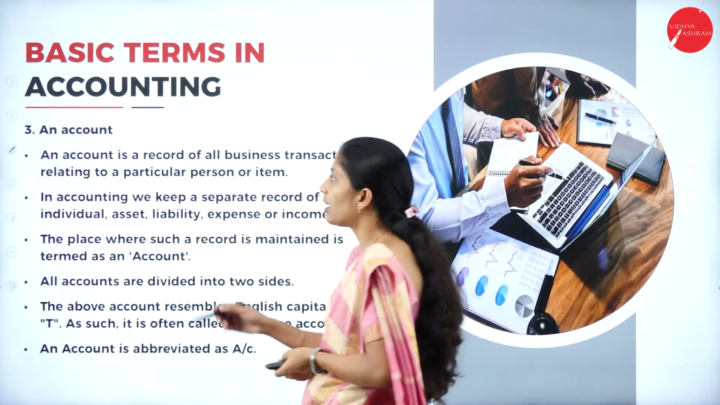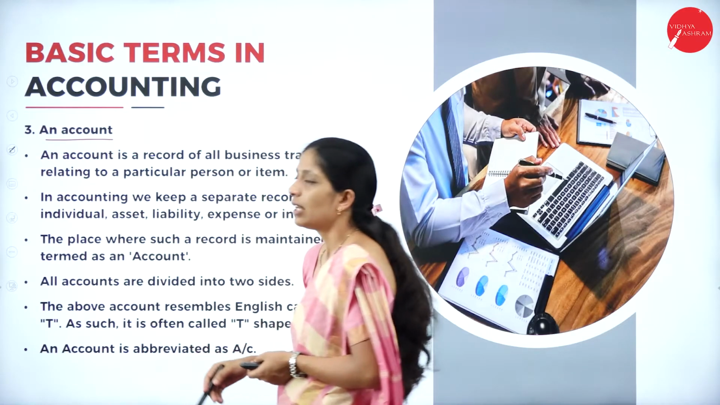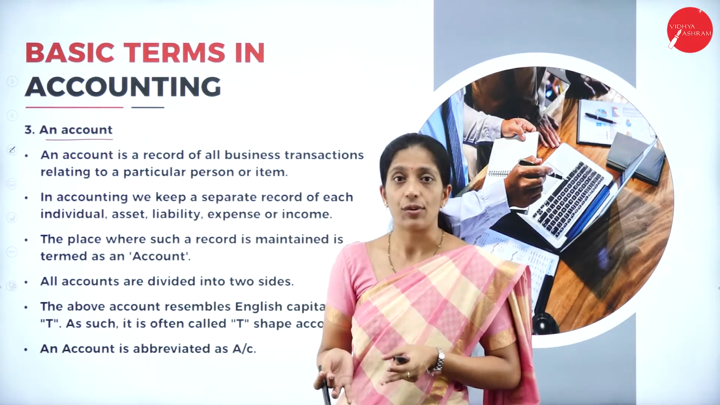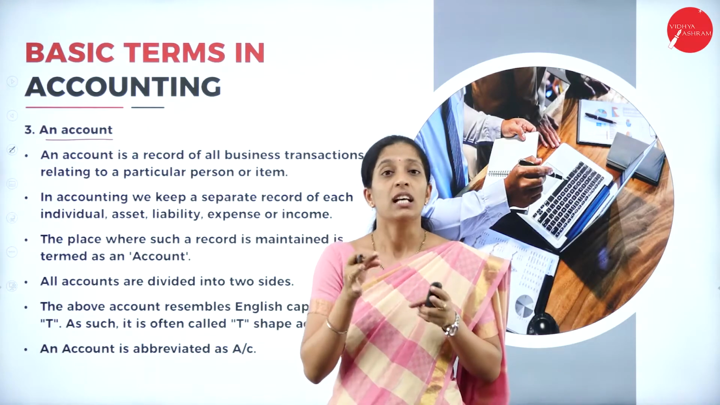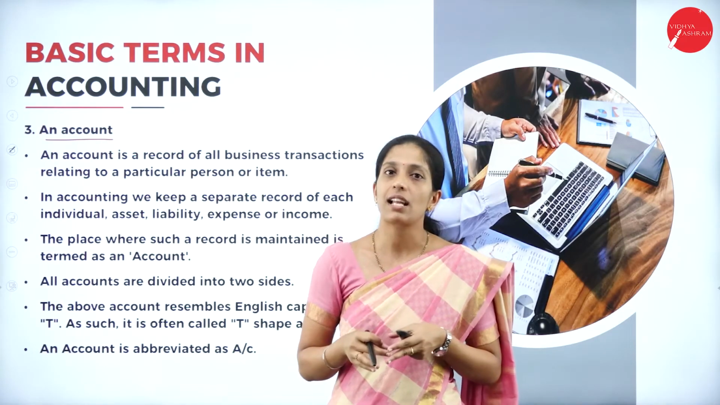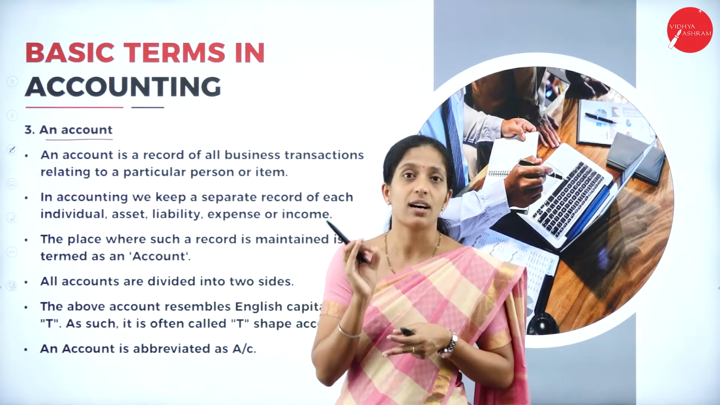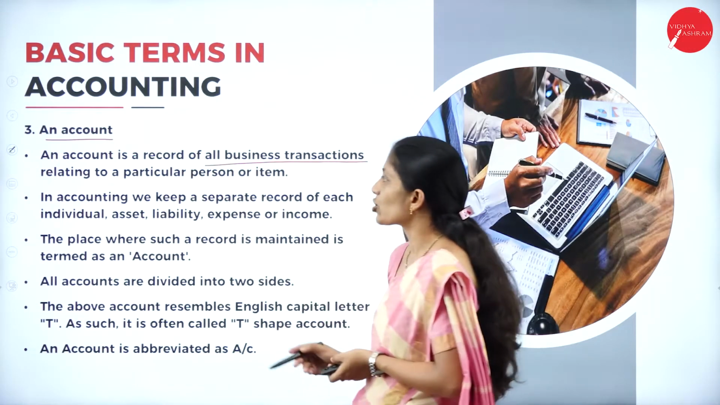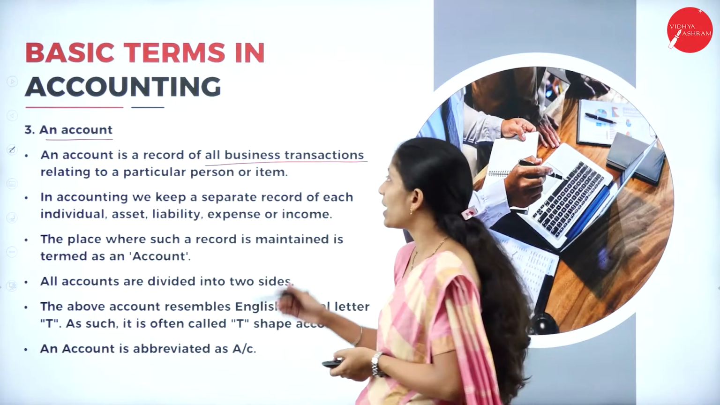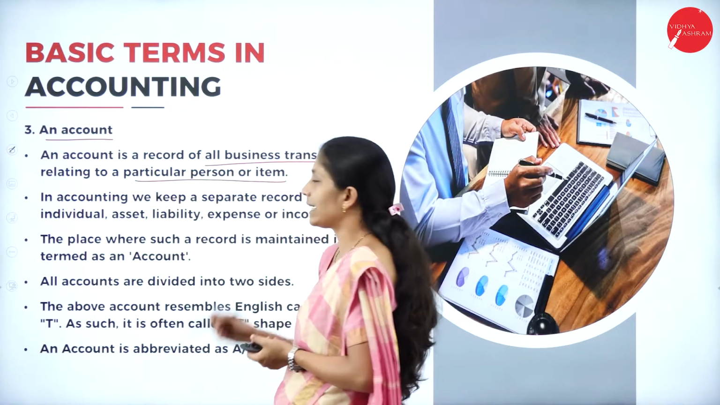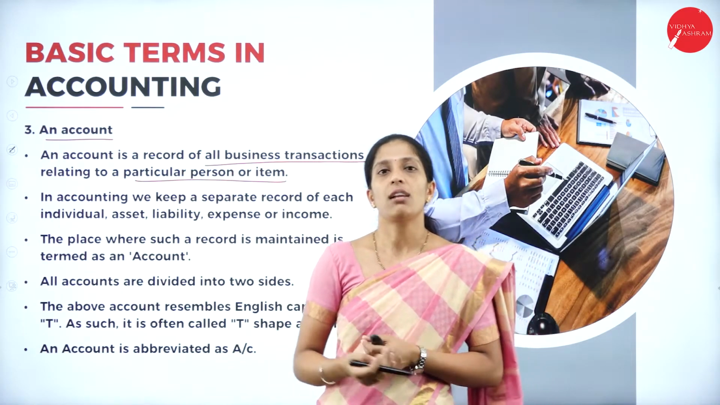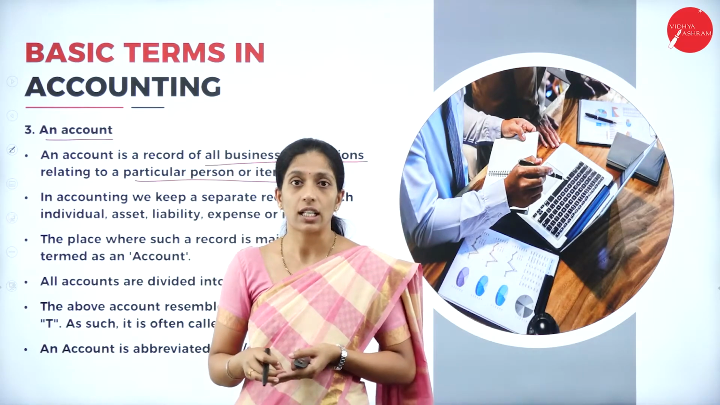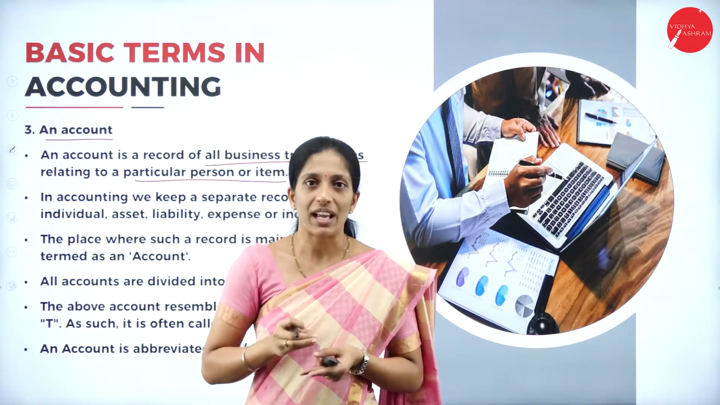Now, coming to the third term, that is an account. Now, let us see what is an account. We have already heard the term ledger account. Then, what is the term account? An account is a record of all business transactions related to a particular person or an item. So, in the journal, we will record all the transactions in chronological order one by one.